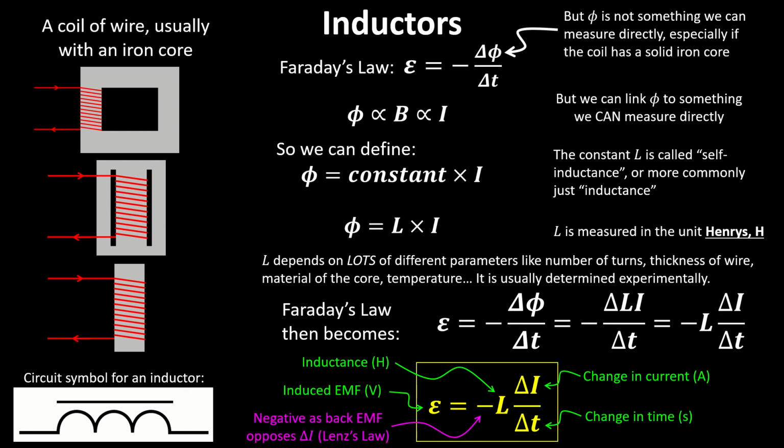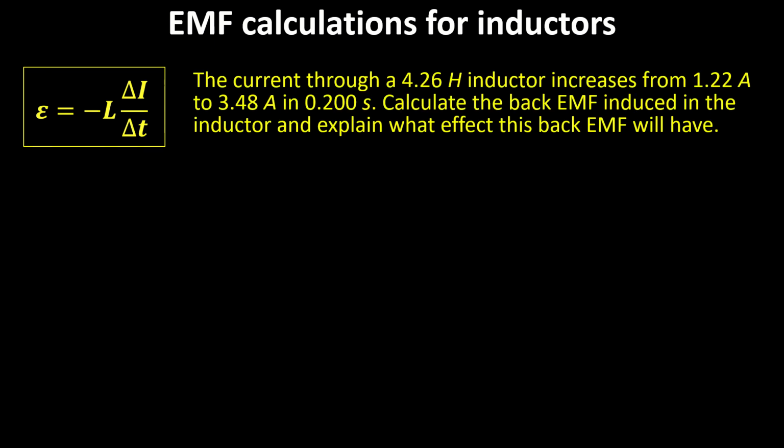Okay. All right. So we can use that to do some calculations. So if we take our Faraday's law for inductors, and let's say we had this situation. We've got a current through a 4.26 Henry inductor increases from 1.22 amps to 3.48 amps, and that takes 0.200 seconds. Calculate the back EMF induced in the inductor and explain what effect this back EMF will have. So let's start with the calculations.